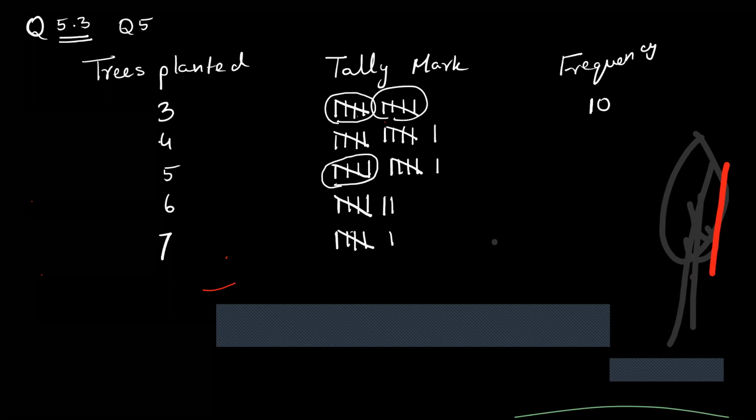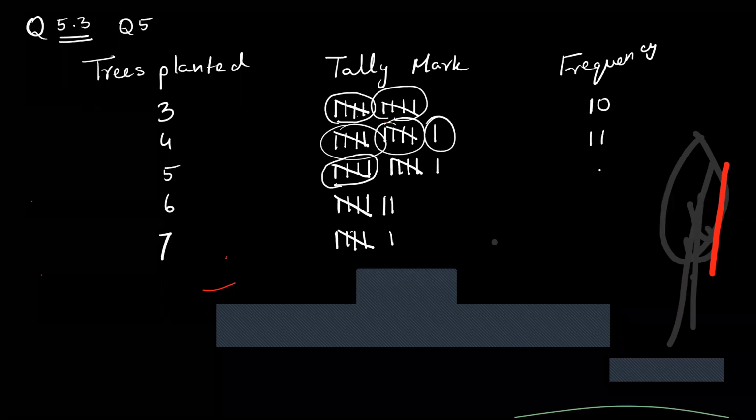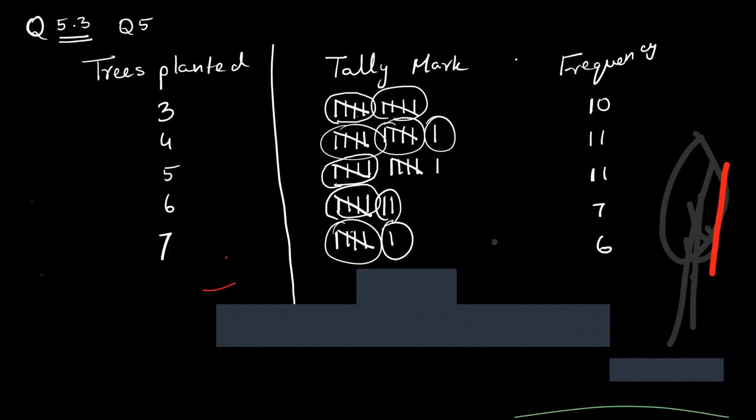Okay, next. Tanish, can you tell me how many are these? 11. 5 and 5 is 10, 10 plus 1 is 11. What about this? Again 11. This? 7, because this is 5 and this is 2. So 5 plus 2 is 7. This one, 6. This is 5 and this is 1. So addition, 6.